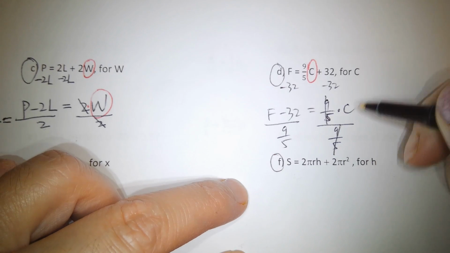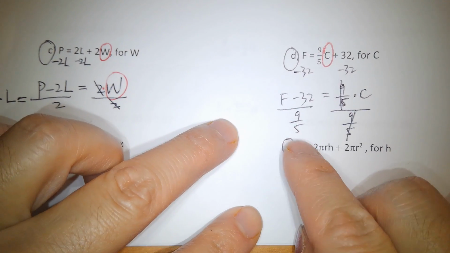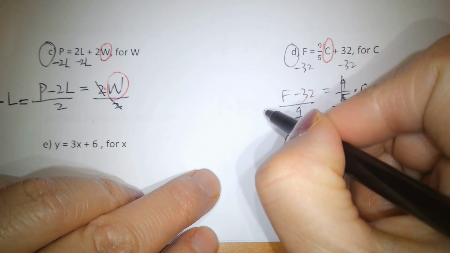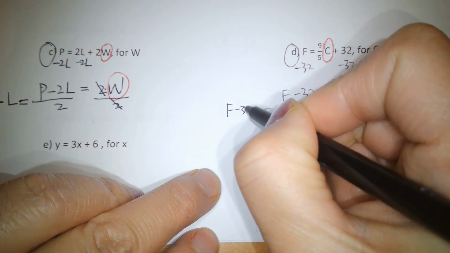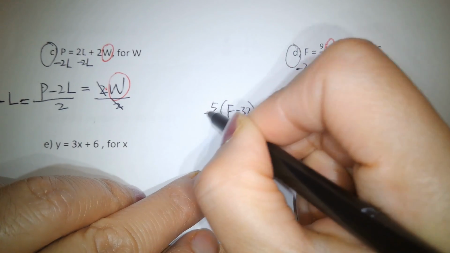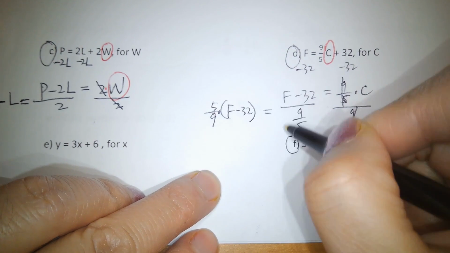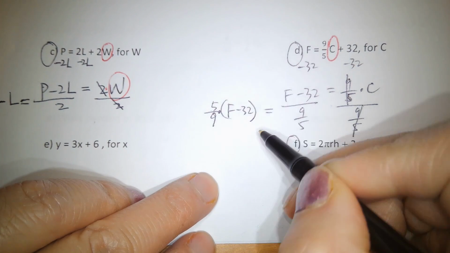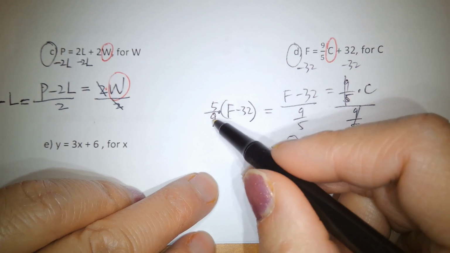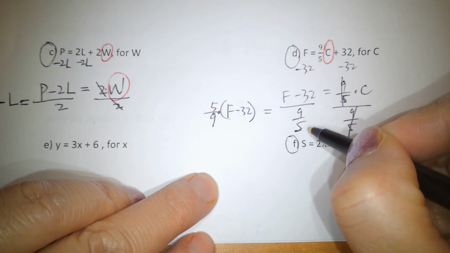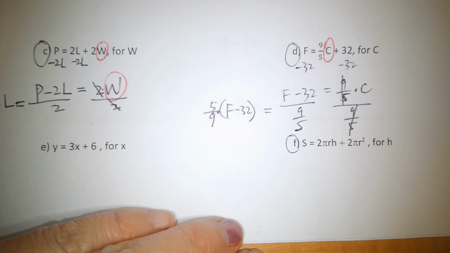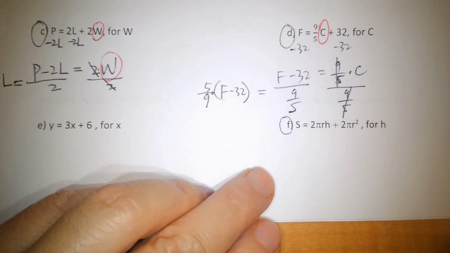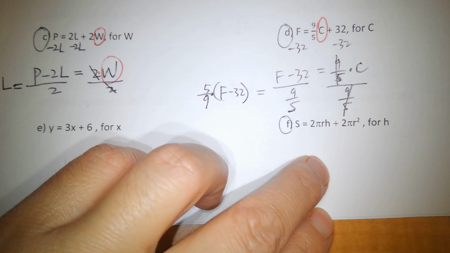So 9 over 5 is gone, so we have a C, right? However, here, F minus 32 divided by 9 over 5 is the same thing as what? F minus 32 times by what? 5 over 9, right? Divide by a fraction is the same thing as multiply by this fraction flipped upside down, right? So F minus 32 times 5 over 9. Everybody? Alright, so let's try question F. Solve for H.